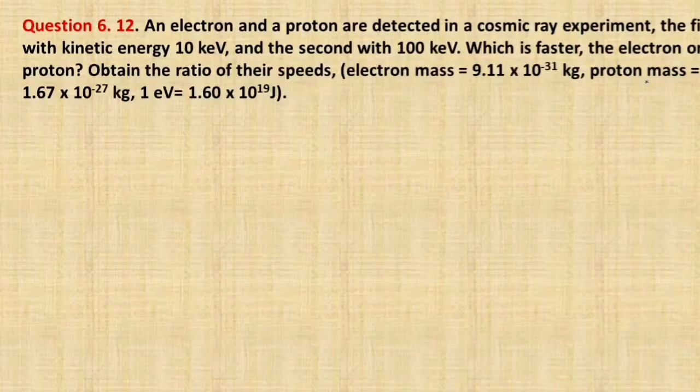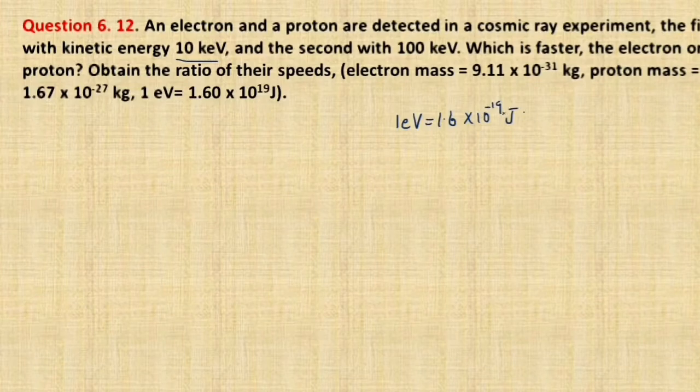Now let's do question number 6.12. An electron and a proton are detected in a cosmic ray experiment. The first with kinetic energy 10 kilo electron volt. As we already learned, 1 electron volt is equal to 1.6 into 10 to the power minus 19 joule. And the second with 100 kilo electron volt. Which is faster, the electron or the proton? Obtain the ratio of their speeds.